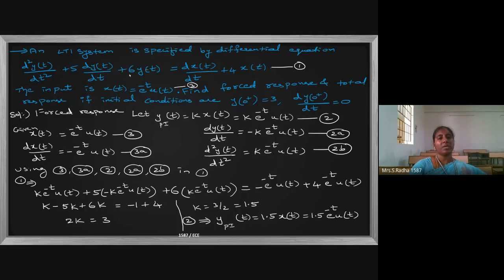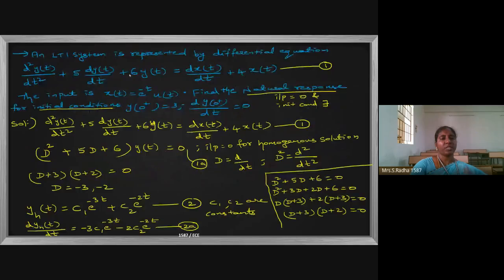But if you go for forced response, it is nothing but homogeneous solution plus particular integral. Homogeneous solution plus particular integral is nothing but forced response. In the previous session, we have completed the homogeneous solution. This equation 2 we got in homogeneous solution after finding the factors. So it is C1 e power minus 3t, C2 e power minus 2t.